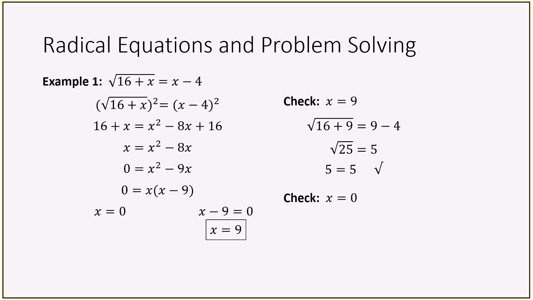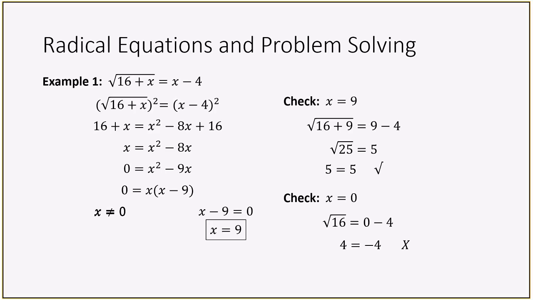So I plug in 0 into my original equation. Well, that becomes the square root of 16 plus 0 minus 4. Well, square root of 16 is 4. 0 minus 4 is equal to negative 4. So my answer didn't work. So I would cross out my equal sign and say x does not equal 0.